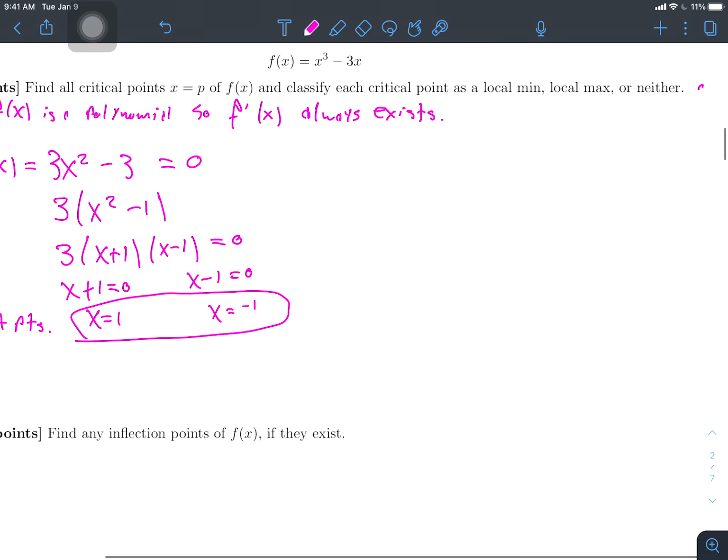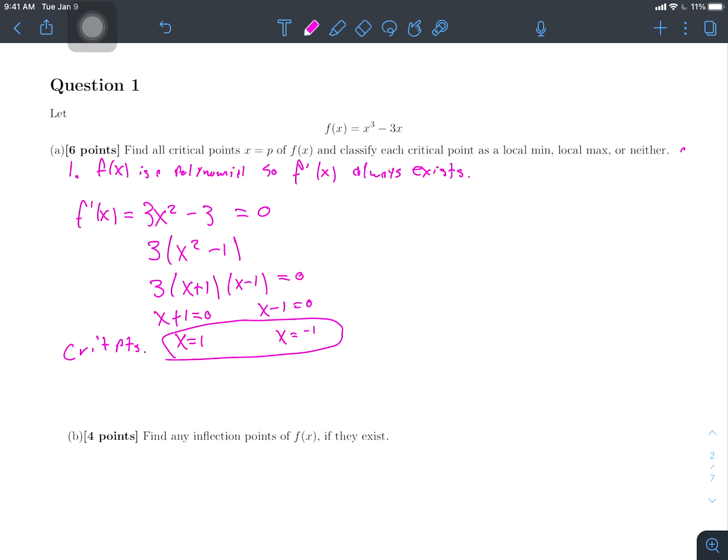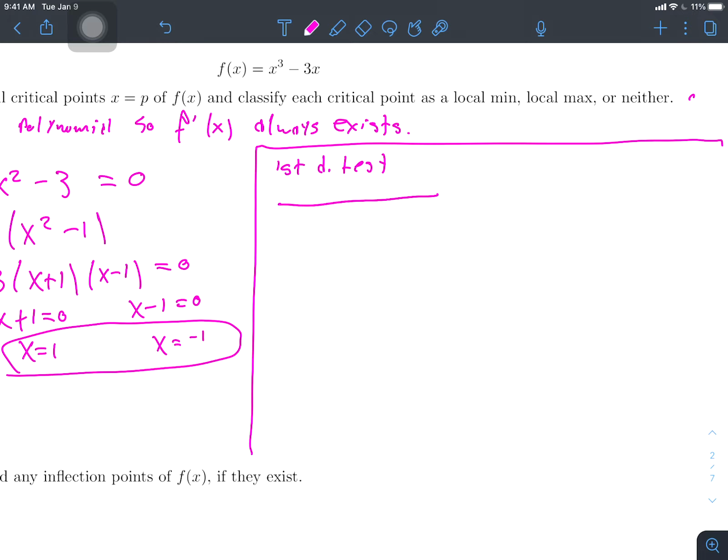And now I need to classify them as a local min, local max, or neither. So I'm going to first do the first derivative test. To do that, I'm going to make a number line and put my critical points on here, minus 1 and 1. And I'm going to choose test points from each sub-region. One has to be to the left of minus 1, so say maybe minus 2. One has to be in between, maybe 0, and one has to be to the right, how about 2? And I'm going to check what is the value of f prime at each of these locations.